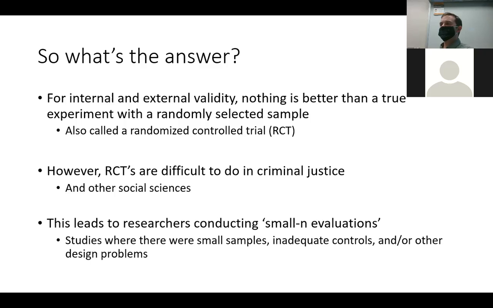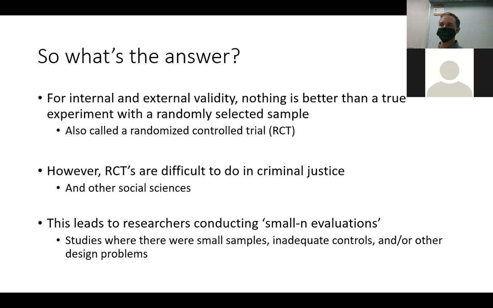All right. So we're trying to figure out what our answer is. We're trying to incorporate things like experimental design and measures and all these other things. For internal and external validity, the most accurate method by which we can determine if we actually have an effect is through a random or a true experiment with a randomly selected sample that is representative of the population of interest.